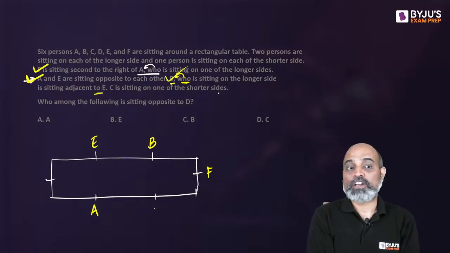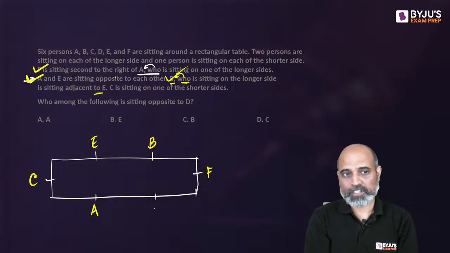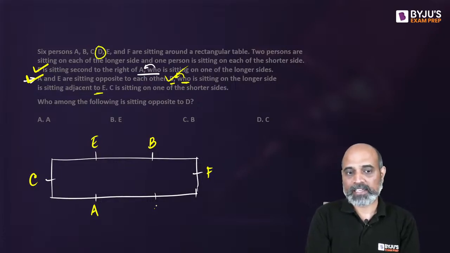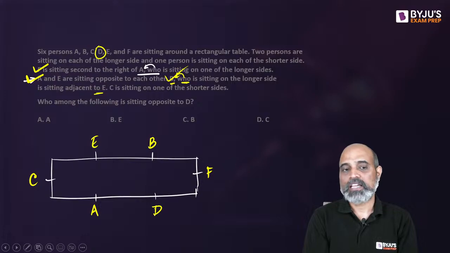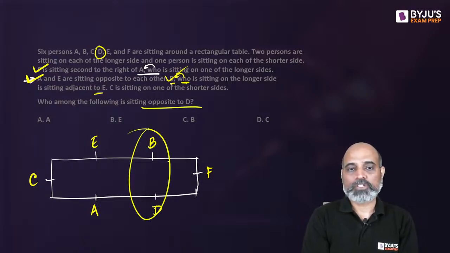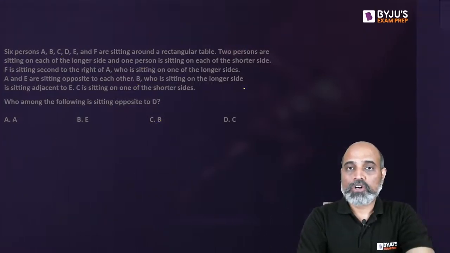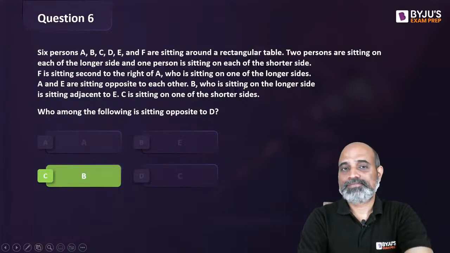C is sitting on one of the shorter sides. So C is seated here. There is only 1 person left. Only 1 letter to be placed and 1 position left. That's going to be D, right? D hasn't been written yet, so let's place D. Now the question is, who is sitting opposite to D? Opposite to D, the person who is seated is B. So option C is going to be the answer.